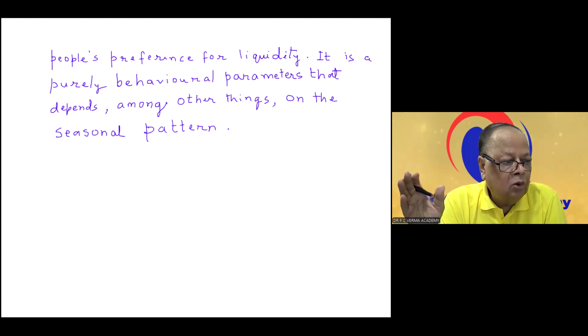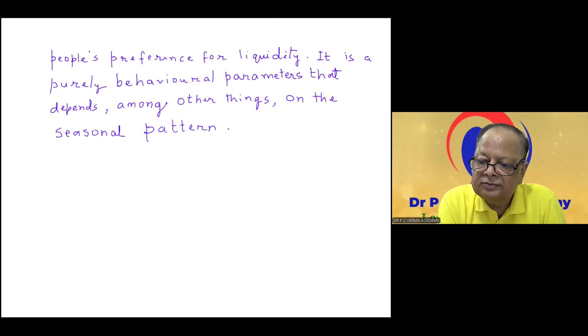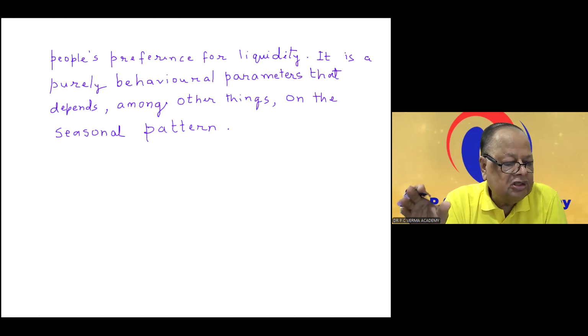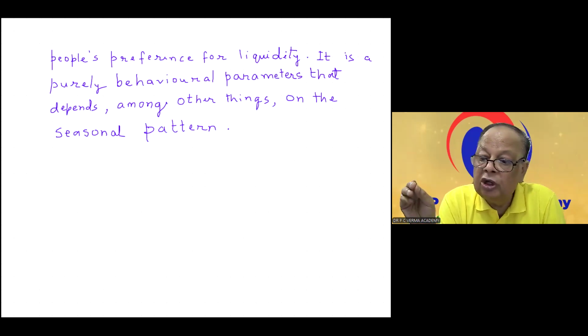So now we come to the conclusion that cash deposit ratio is a ratio of how much a bank lends out of the deposits it has mobilized. And currency deposit ratio reflects people's preference for liquidity. Liquidity means demand for money.